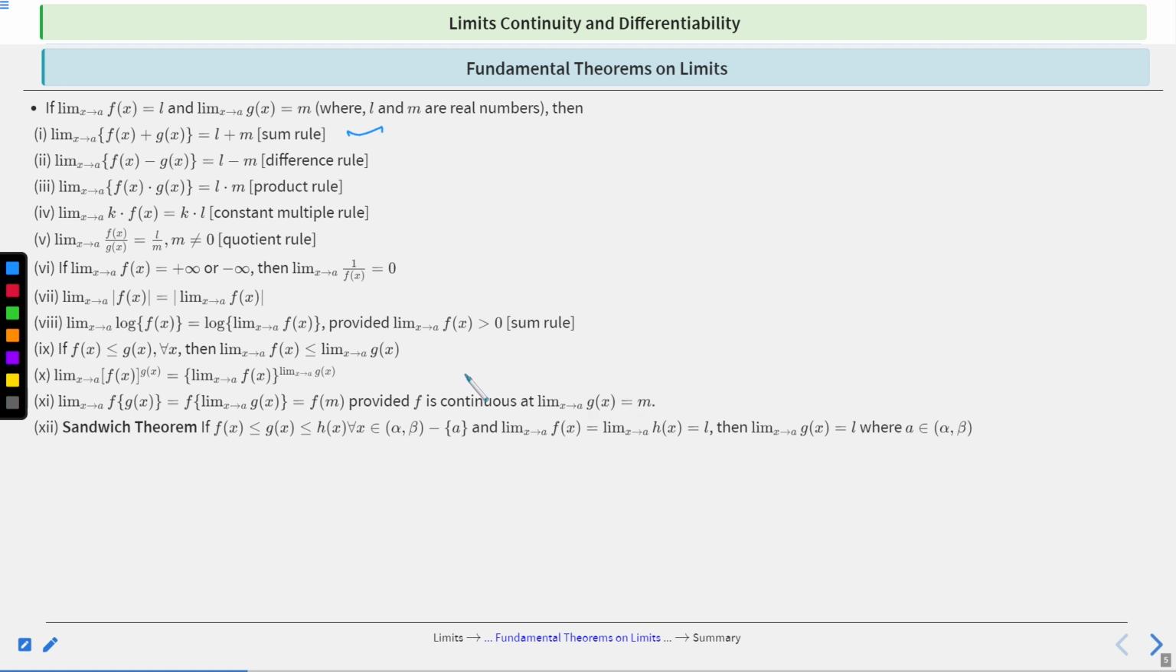Now let's discuss one of the important theorems, which is called the sandwich theorem. If g(x) is lying between f(x) and h(x) for all x belonging to alpha to beta minus a, and limit x tending to a f(x) is equal to limit x tending to a h(x) is equal to L, then limit x tending to a g(x) is equal to L, right? Where a belongs to alpha to beta. You have to remember this.